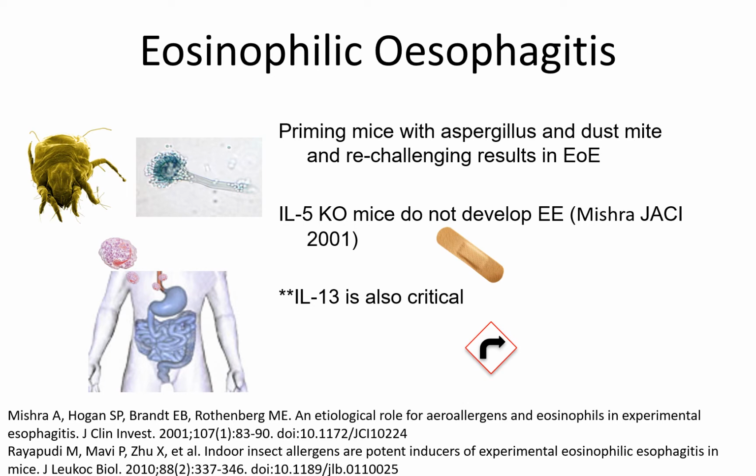Mishra did some lovely studies with a group out in Cincinnati looking at putting allergens in the upper airways, and showing that challenging with allergen from dust mite or aspergillus in mice could cause EoE to develop. If they did knockout models, they didn't develop EoE. And by using allergic treatment, we can essentially avoid it, which is our sort of band-aid model. We can use medications as a band-aid for allergic disease, and immunotherapy is a bit of a redirection of course there.